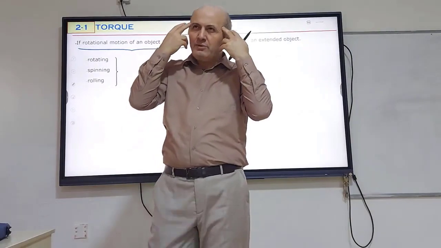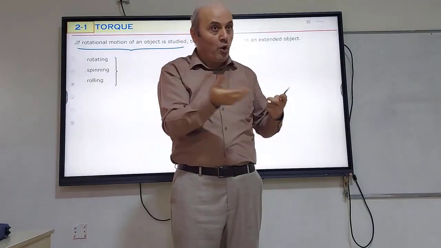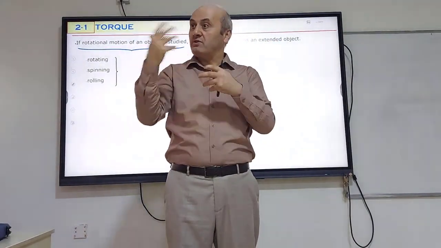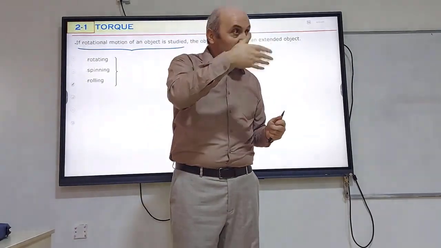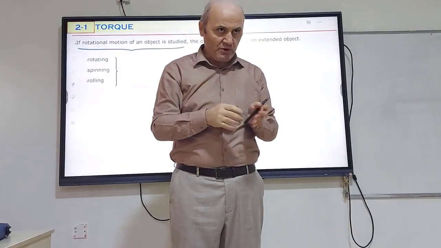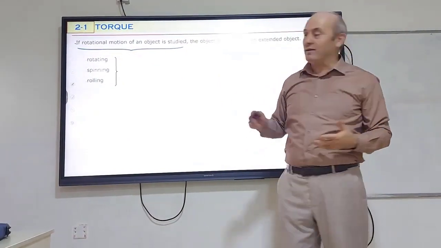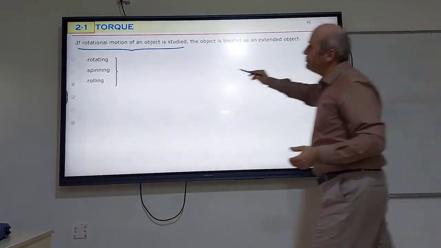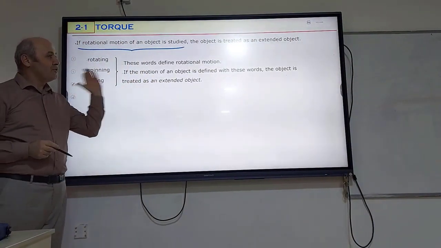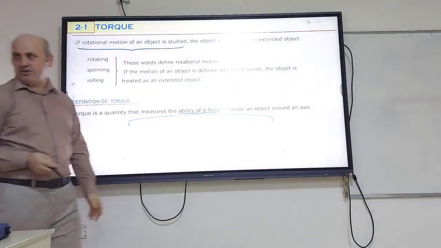The logic was this. When you are describing the motion, studying just one single point is enough to describe the whole object's motion. We say treat the object as a point mass. But if you are studying rotational motion, you have to study every single point on the object one by one. So we say it's an extended object. Rolling cases and rotating or spinning cases, we have to treat the object as an extended object. These words define rotational motion, so you should treat the object as an extended object. And then the definition of the torque.